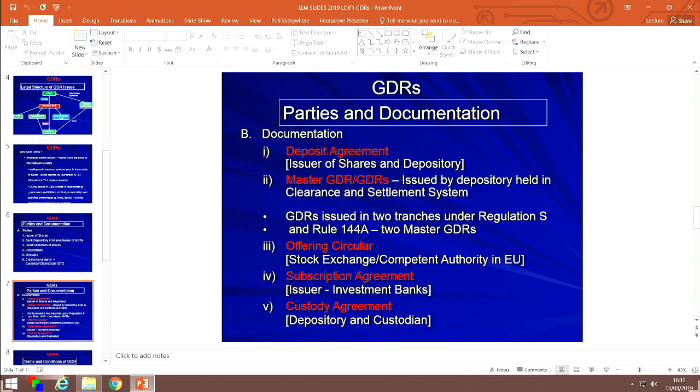Documentation. How do we document a GDR issue? Well, there are a number of instruments and agreements. One is the deposit agreement. Second is the master GDR, which is issued by the depository bank and is held in a clearance system, i.e. the usual suspects, Euroclear, Clearstream, DTC. And because the GDRs will be issued in two tranches, in a global depository receipt issue, a Regulation S tranche and a 144A tranche, there will be two master depository receipts, one representing the 144A investors and the other representing the Regulation S. Sorry, not shareholders, GDR holders. Exactly the same as in a bond issue.